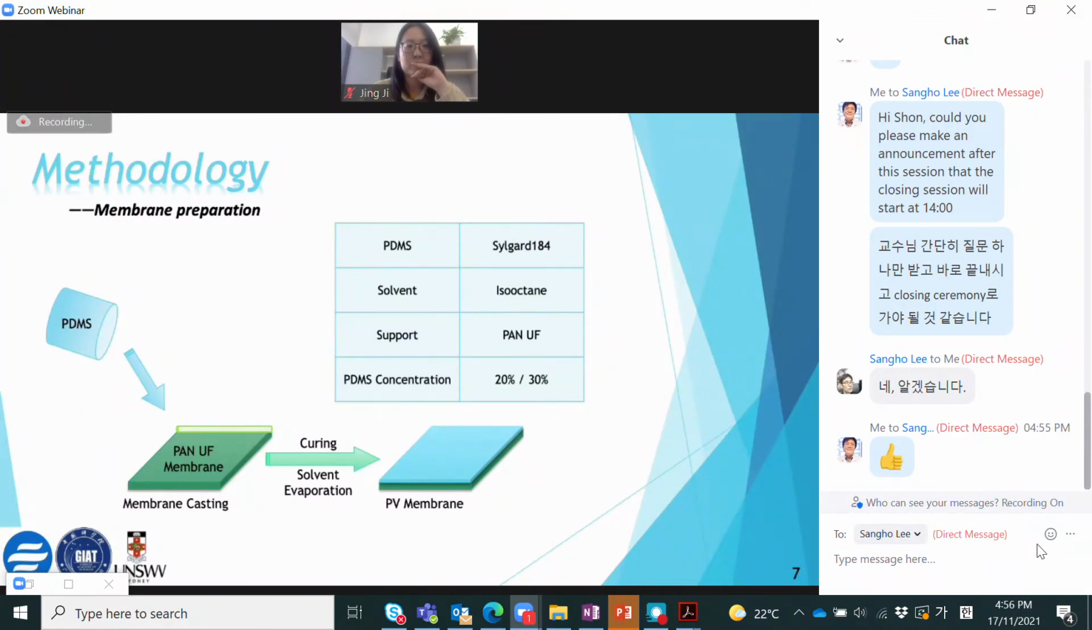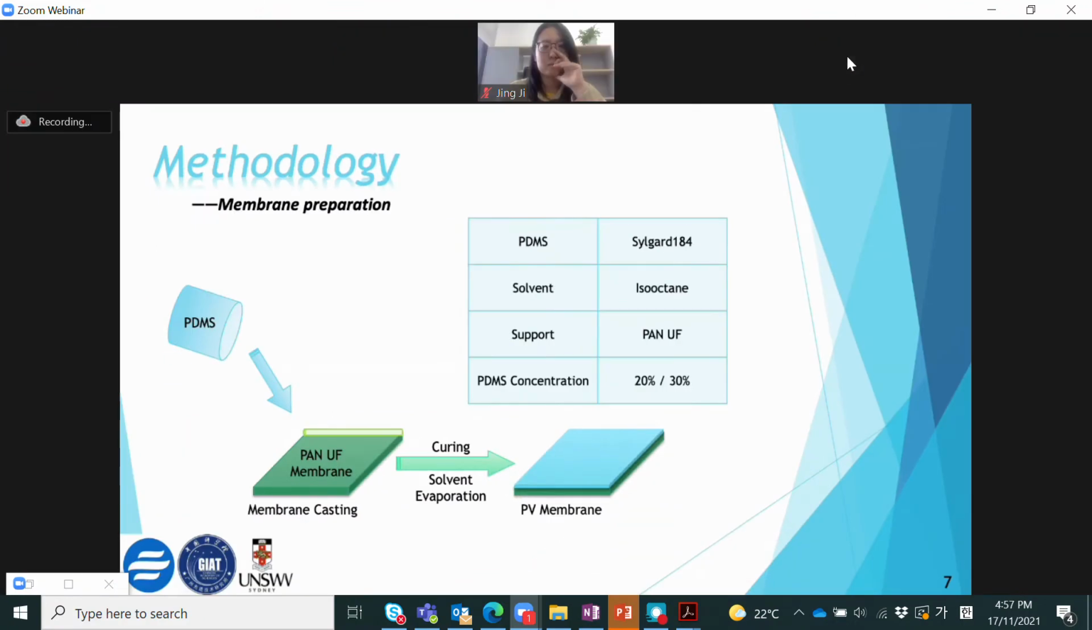In our preliminary study, we have prepared some PV membranes by simply coating a layer of PDMS on the support material by casting, followed by curing and solvent evaporation. The PDMS we used was Sylgard 184 and the solvent was isooctane. The supporting material was PAN ultrafiltration membranes. PDMS dope solutions with 2 different concentrations have been used to prepare the PV membranes.